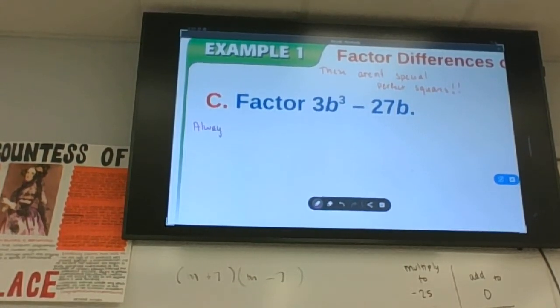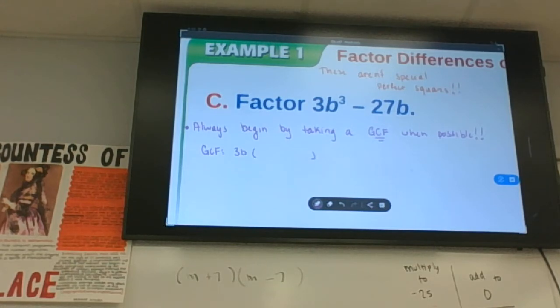You need to write this down. Always begin by taking a GCF when possible, because some problems come disguised. It's a two-part problem. So here, I see that they both divide by 3. What else do they both have? B. So our greatest common factor will be 3B.